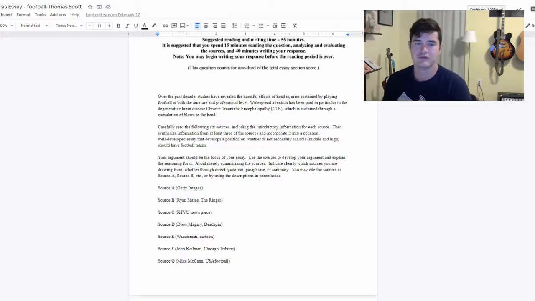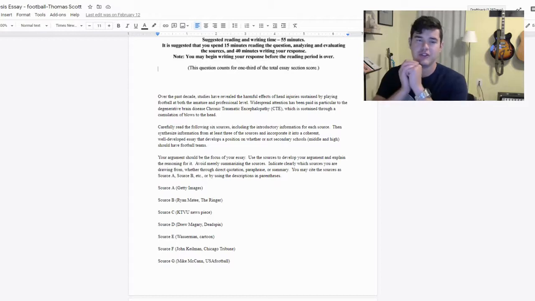You have to read the sources and then take a position on whether or not middle and high schools should have football teams. Your argument should be the focus of your essay. Use the sources to develop your argument and explain the reasoning for it. Avoid merely summarizing the sources. Indicate clearly which sources you're drawing from, whether through direct quotation, paraphrase, or summary. You may cite the sources as source A, source B, or by using the descriptions in parentheses.